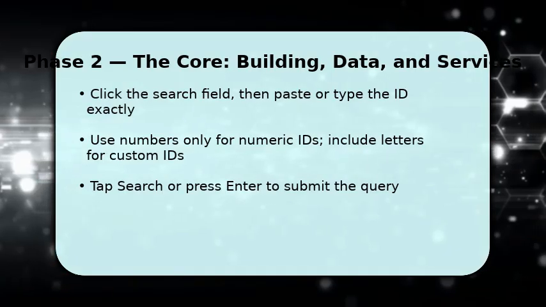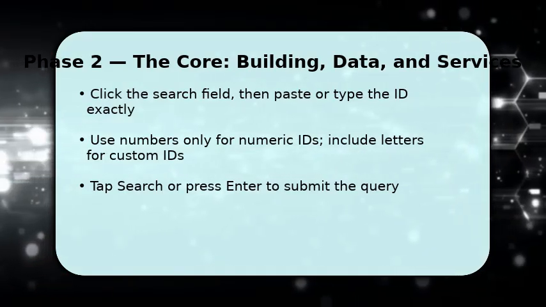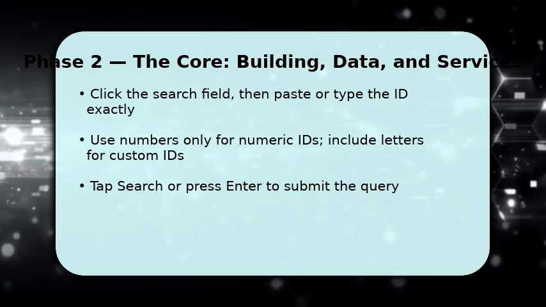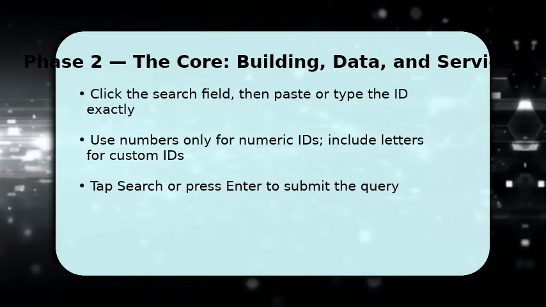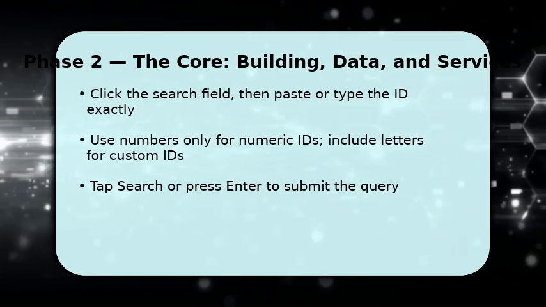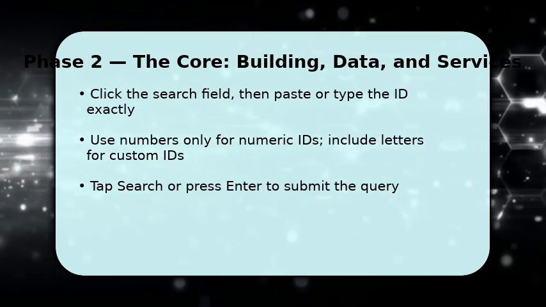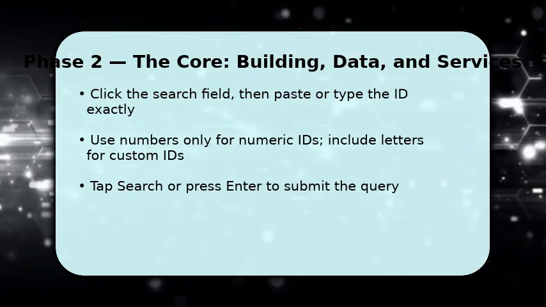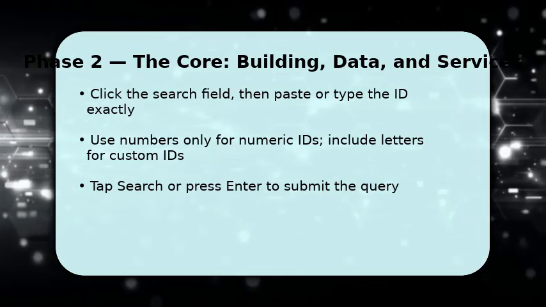Now you enter the ID. Click the field and paste or type the characters exactly. Geometry Dash requires an exact string. Extra spaces break the lookup. For numeric ID, use digits only. For custom ID, match capitalization and symbols. Once done, press Enter or tap Search.